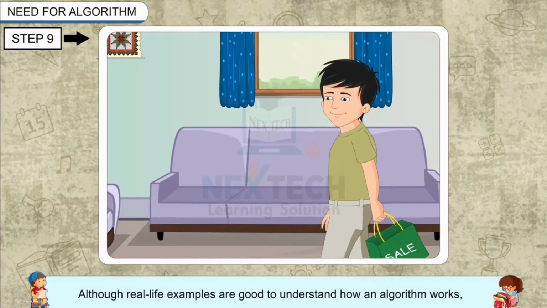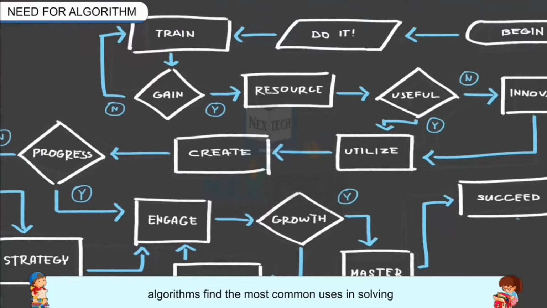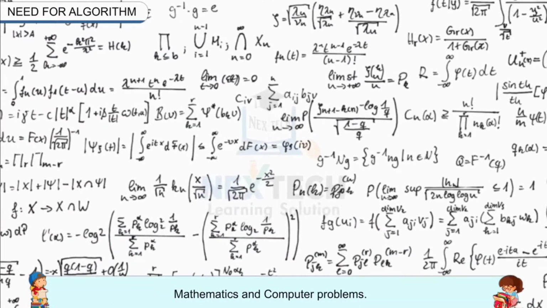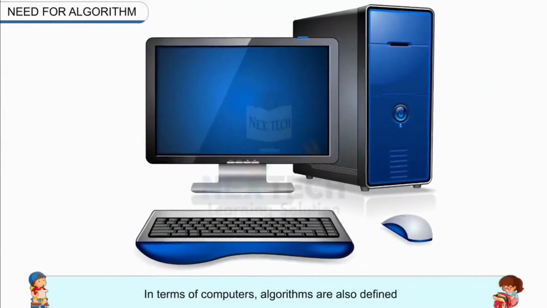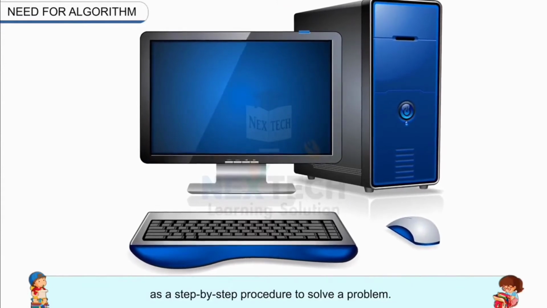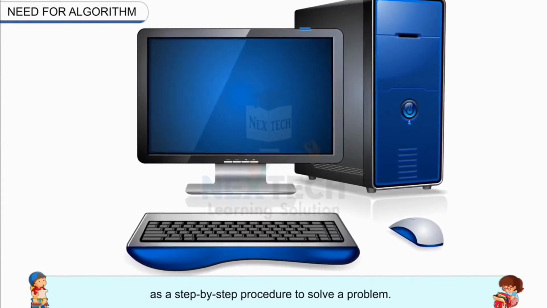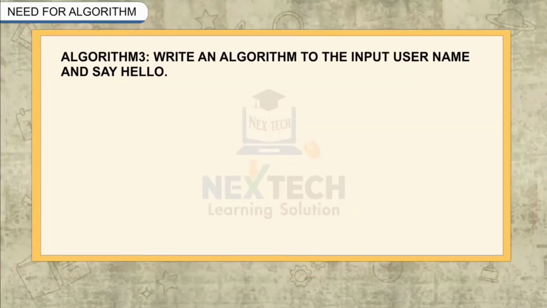Although real life examples are good to understand how an algorithm works, algorithms are most commonly used in solving mathematics and computer programs. In terms of computers, algorithms are also defined as a step-by-step procedure to solve a problem. Write an algorithm to input a username and say hello.